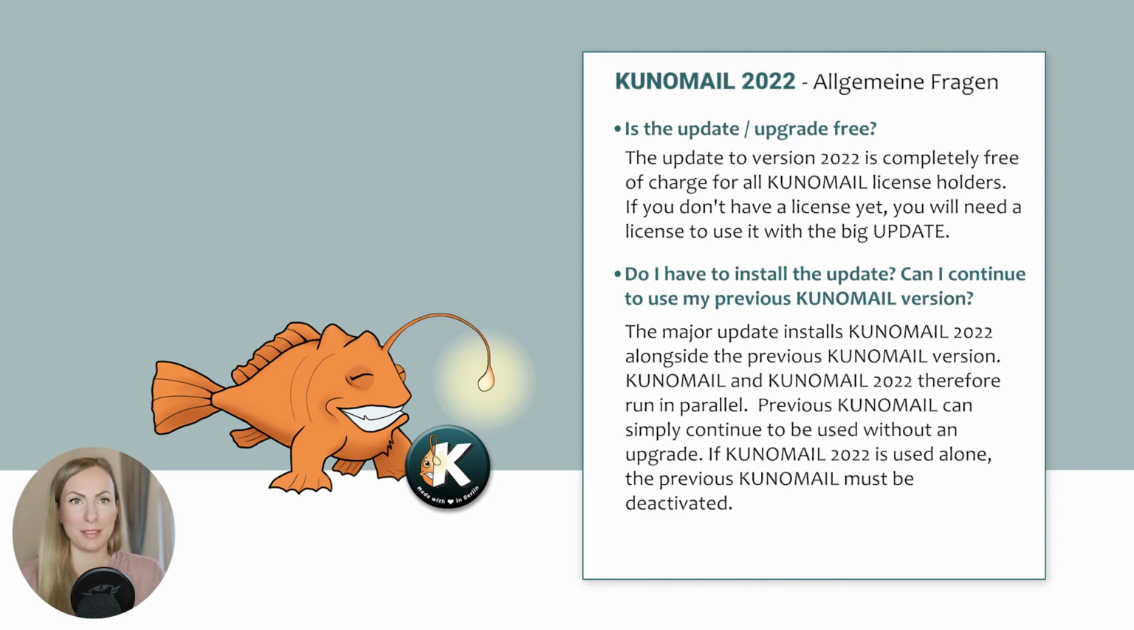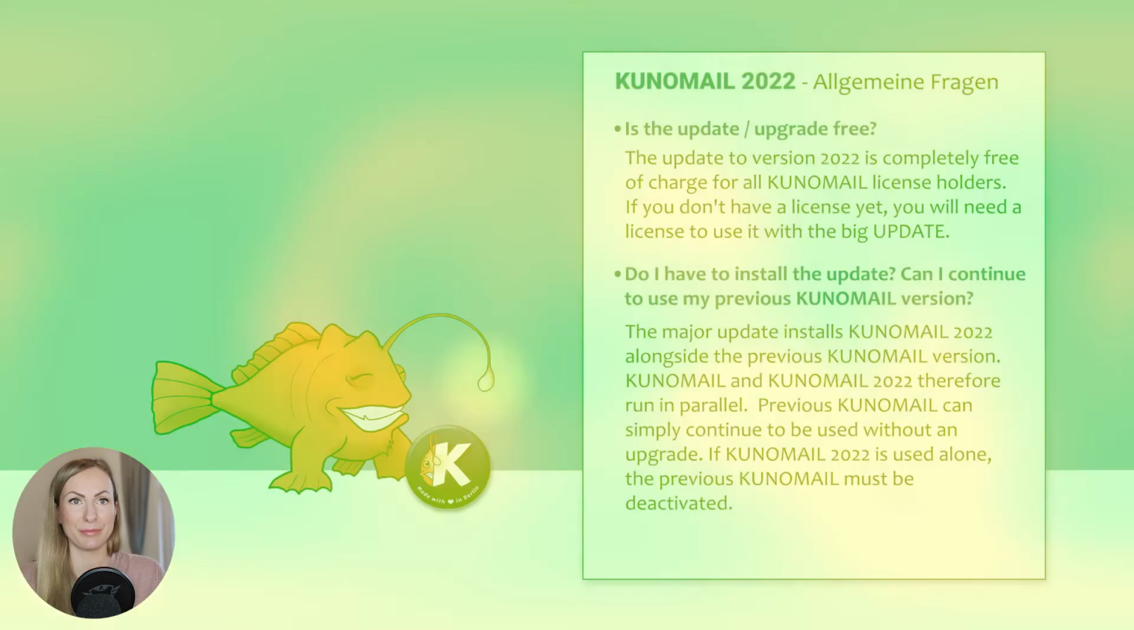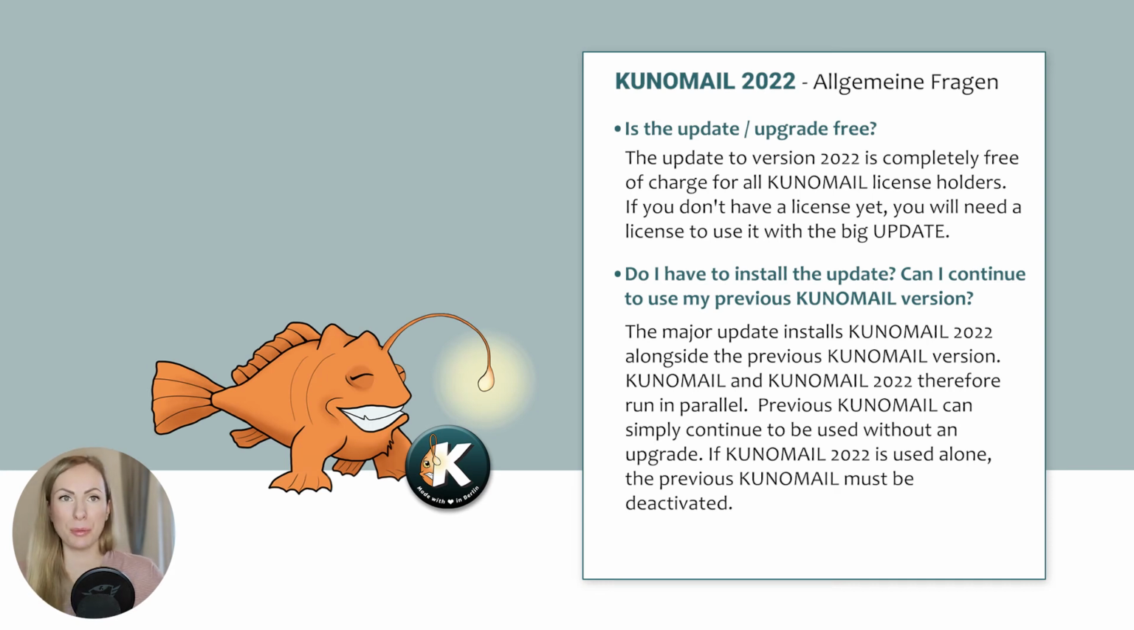If Kunomail 2022 is to be activated as a standalone program, you have to deactivate Kunomail first, and therefore you can go to our license activation and deactivation video, I will put the link in the video description. If you already have Kunomail on your computer and want to install Kunomail 2022 on a new computer, you have to buy an additional license first.